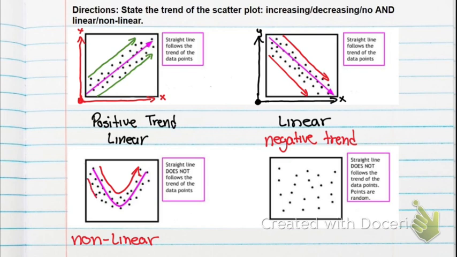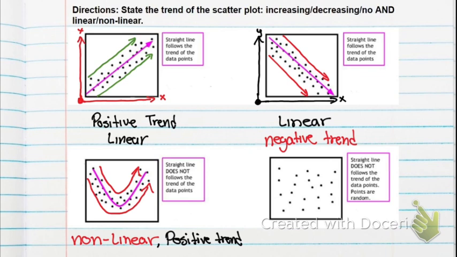So it dropped and then it came right back up again. Because it dropped and came right back up, what we'll notice is this is going to be considered a positive trend, or increasing. Okay, so for example 3, what we have is a nonlinear positive trend.